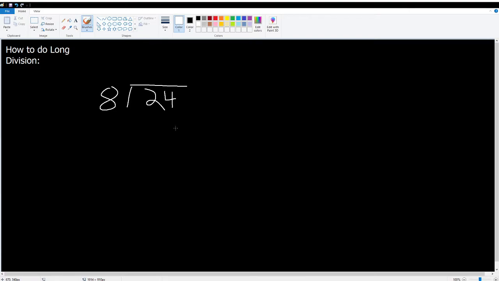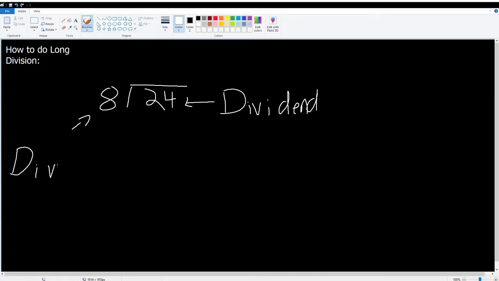Before we go into the process, we need to explain and distinguish each part. The 24 is called the dividend, whatever number is being divided. The 8 is called the divisor, the number you're dividing by. And whatever answer we get up top is called the quotient.